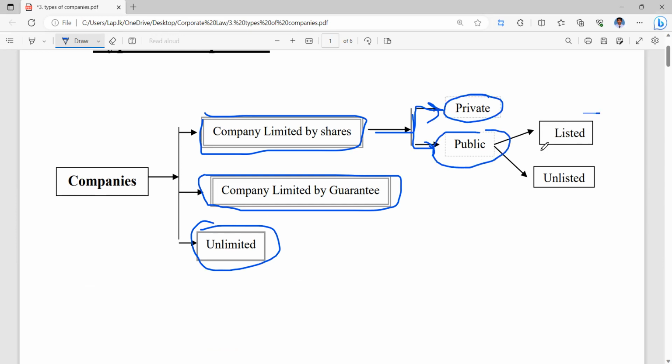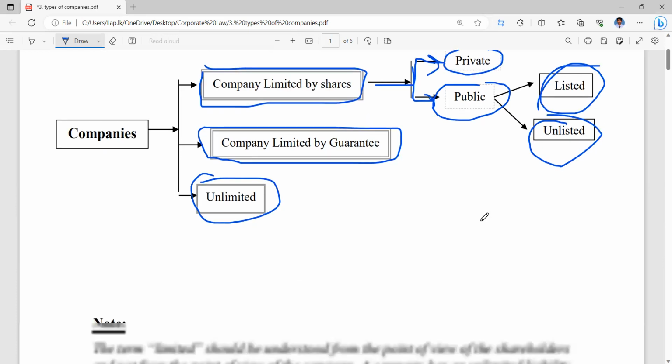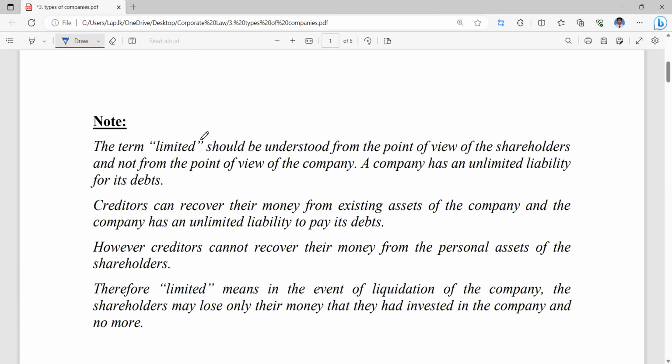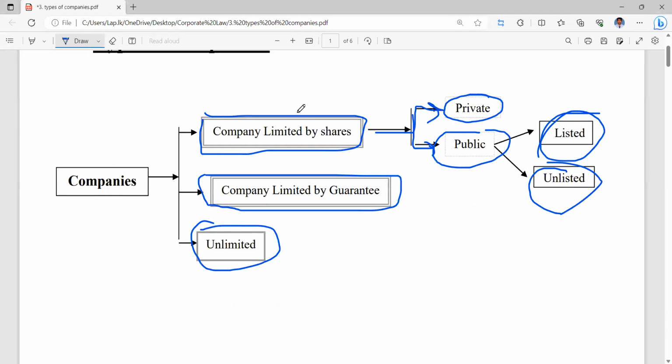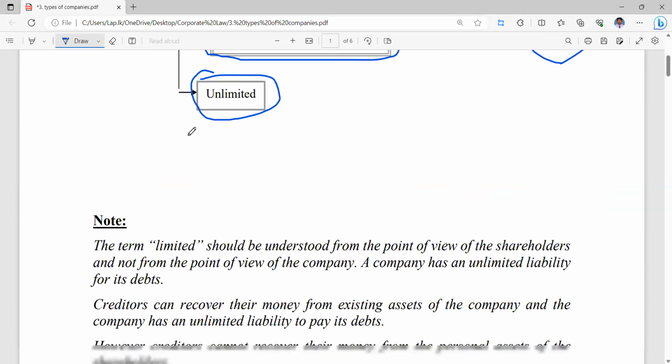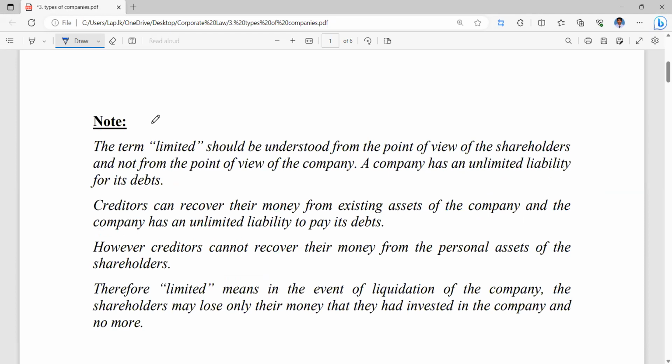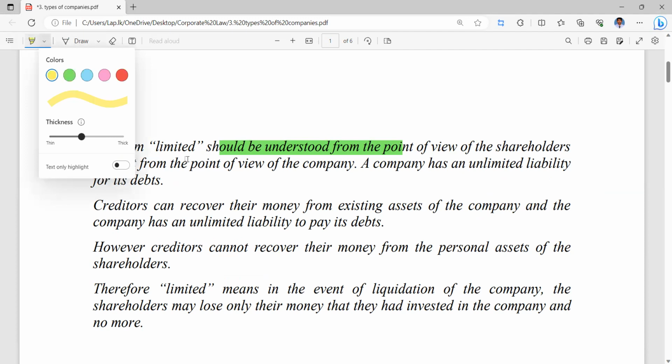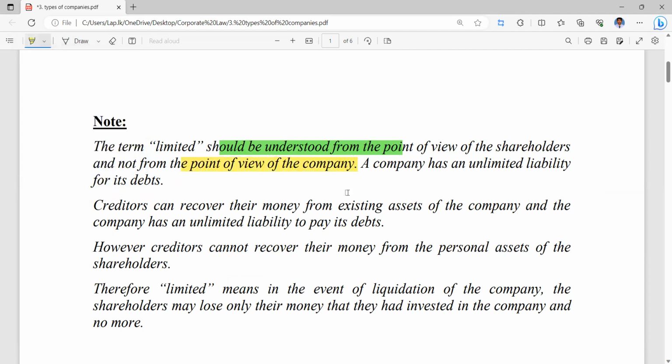Public companies are either listed, which is listed in the Colombo Stock Exchange, or unlisted. Note the term limited here, which we call limited by shares. Limited by whom? Shares. The term limited should be understood from the point of view of the shareholder. This is very important from the point of view of the shareholders and not from the point of view of the company.